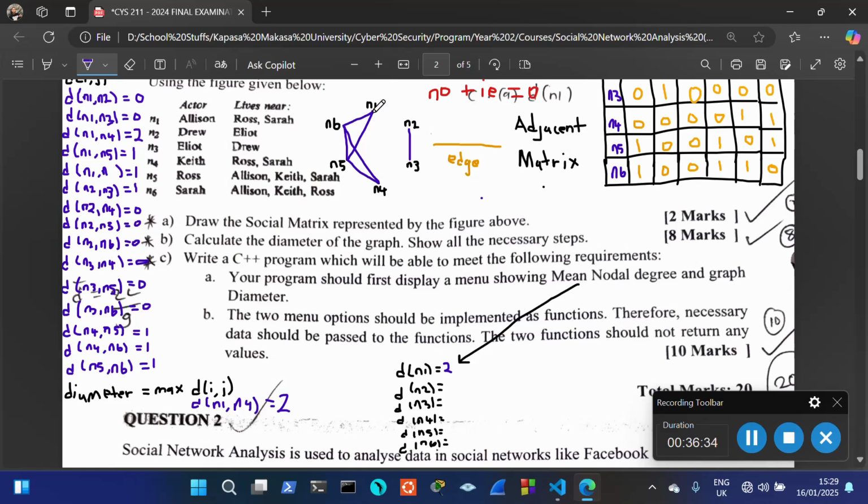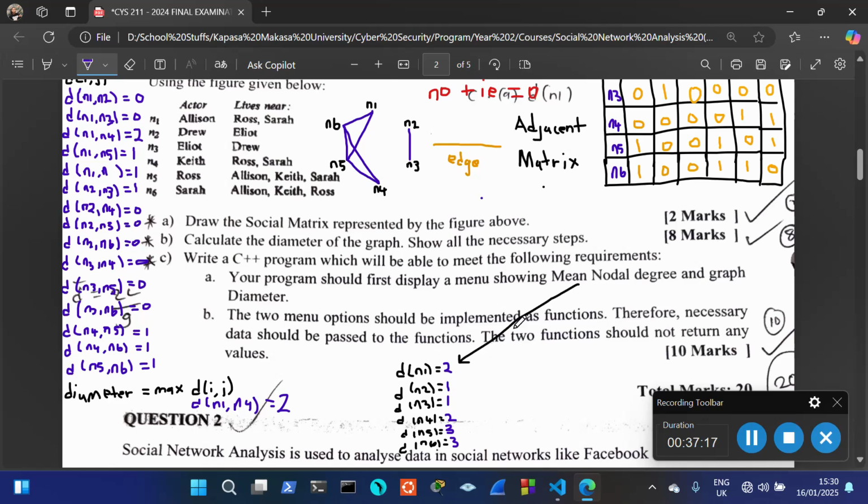We can see that N1 has 2 connections. So let's try to be quick. Drew has a connection with 1 actor, so here we say 1. Again, Elliot has a connection with 1 actor, here we say 1. Kate has a connection with 2 actors, here we say 2. Rose has a connection with 3 actors, here we say 3. Sarah has a connection with 3 actors, and here we say 3. So by definition, a nodal degree is simply the connectivity of these actors. How many actors are you connected to?